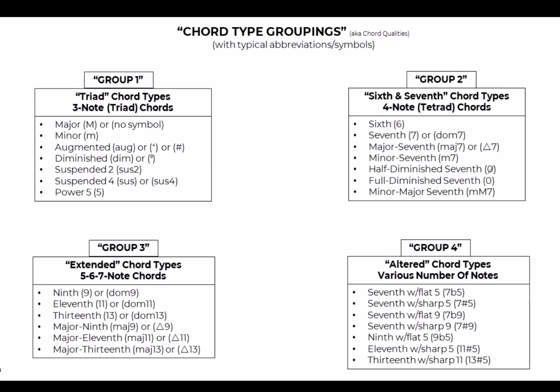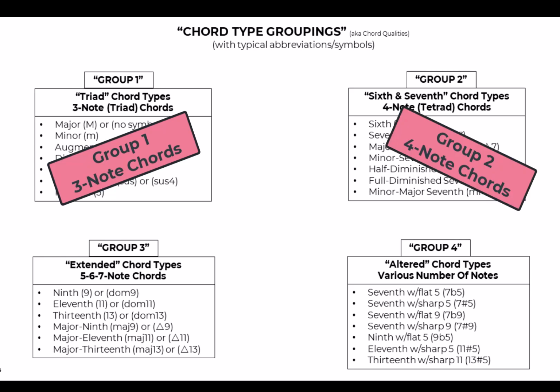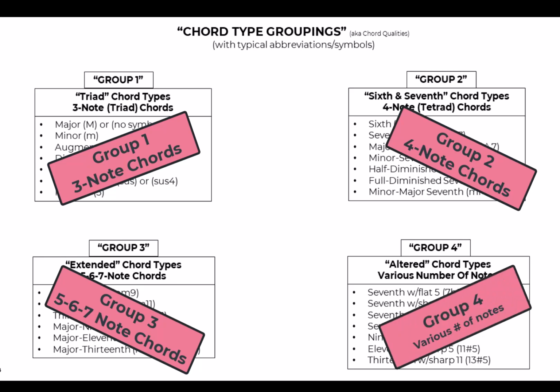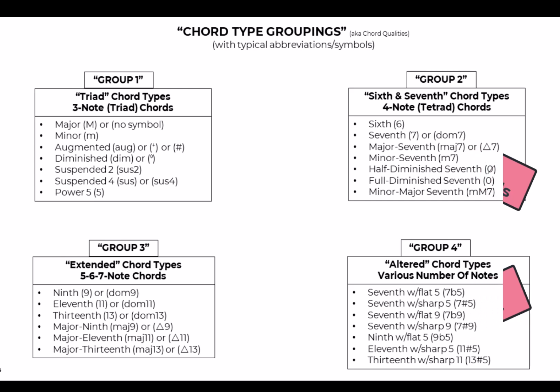Now let's take an overall look at how chord types fall into groups based upon the number of notes they contain. These groups are just my names to keep things organized. And by the way, when you see or hear the term "chord quality" being used, it is also a common term used to describe chord types as well. They both mean the same thing. In this slide, I am showing you 4 groupings of chord types.